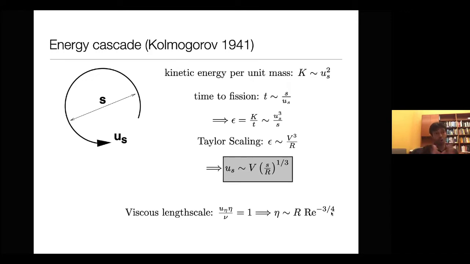Okay. So Kolmogorov's picture gives us two things. One is this expression over here that tells us what the velocity of an eddy is at any level of the cascade. And the second thing that it tells us is what the Kolmogorov length scale, or the viscous length scale, or the bottom cutoff of the cascade is.